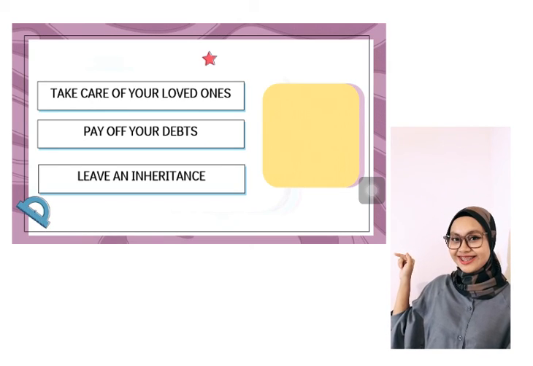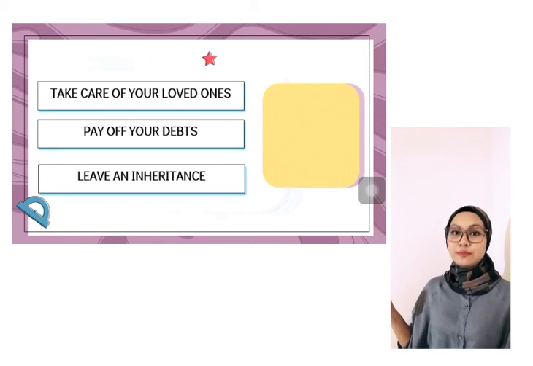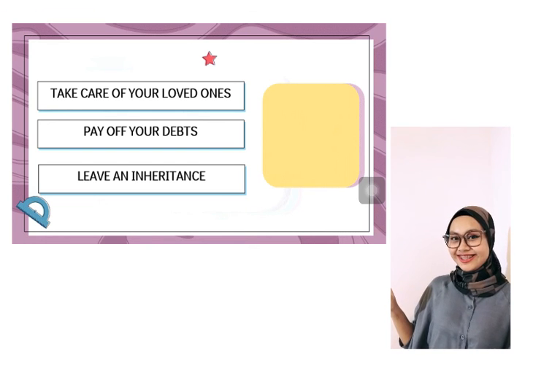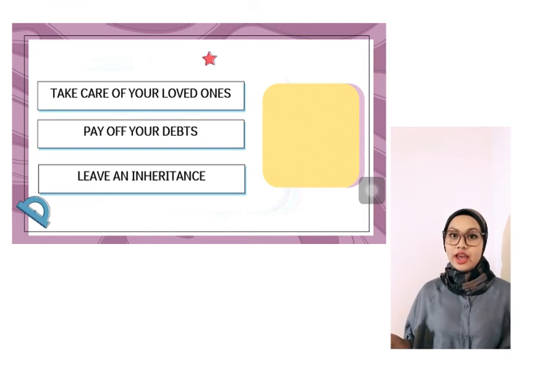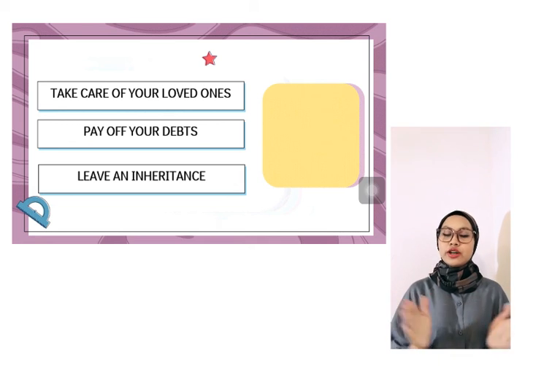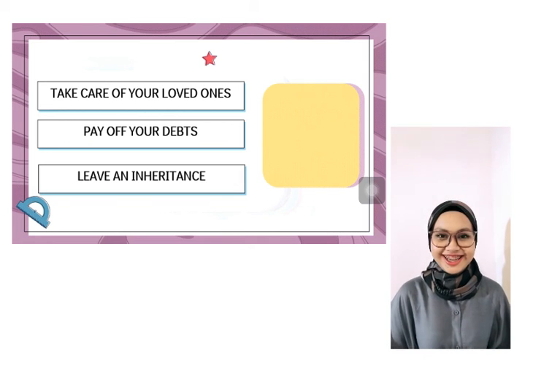So due to that, I provide you with three key points. The first one is take care of your loved ones. The second one is pay your debt. And the third one is leave an inheritance. So let's move on and see each of the points.